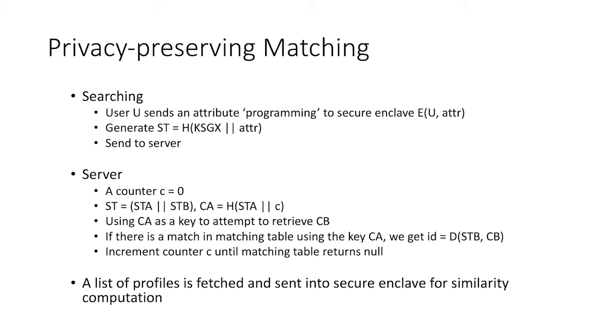So the server needs to perform a linear search by incrementing the counter to generate a key and query the table to see if there's a match. For all matching results, it decrypts the value in the pair using the second half of the search token and queries the profile according to the decrypted results, which is the user's ID. At this point, profiles are sent back to the secure enclave, which can be decrypted and processed for computing similarity scores.